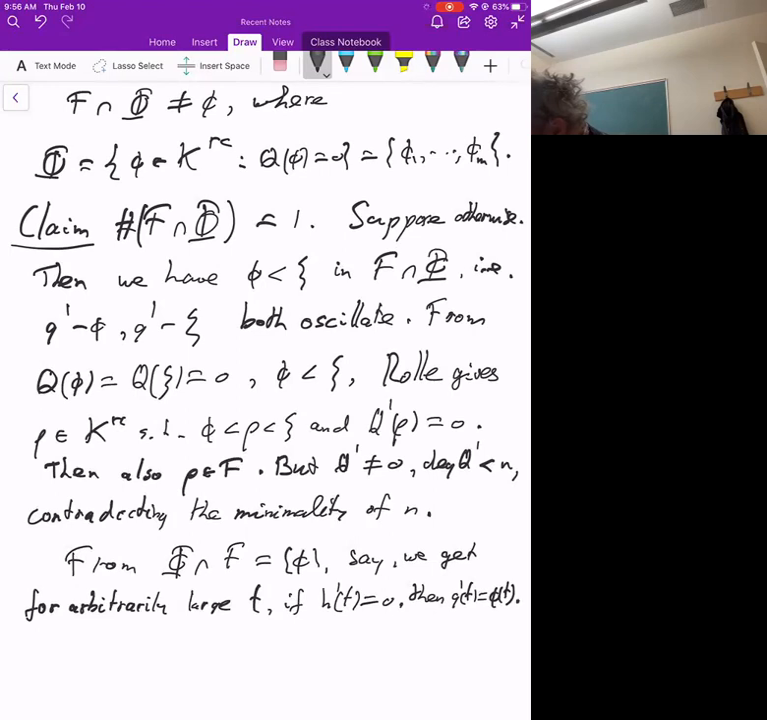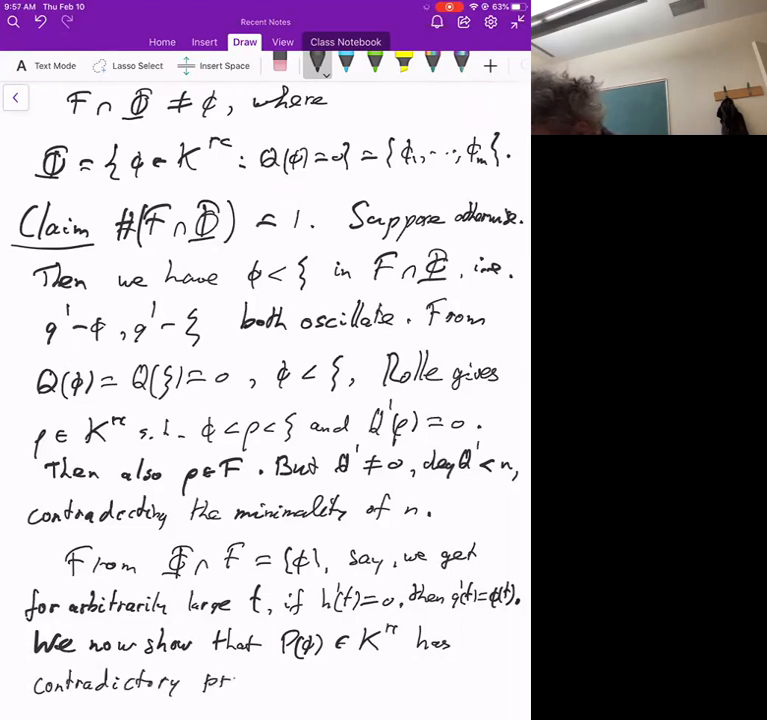We now show that this is impossible. We now show that p phi, which is an element of the real closure, has impossible, contradictory properties. And we will be done.